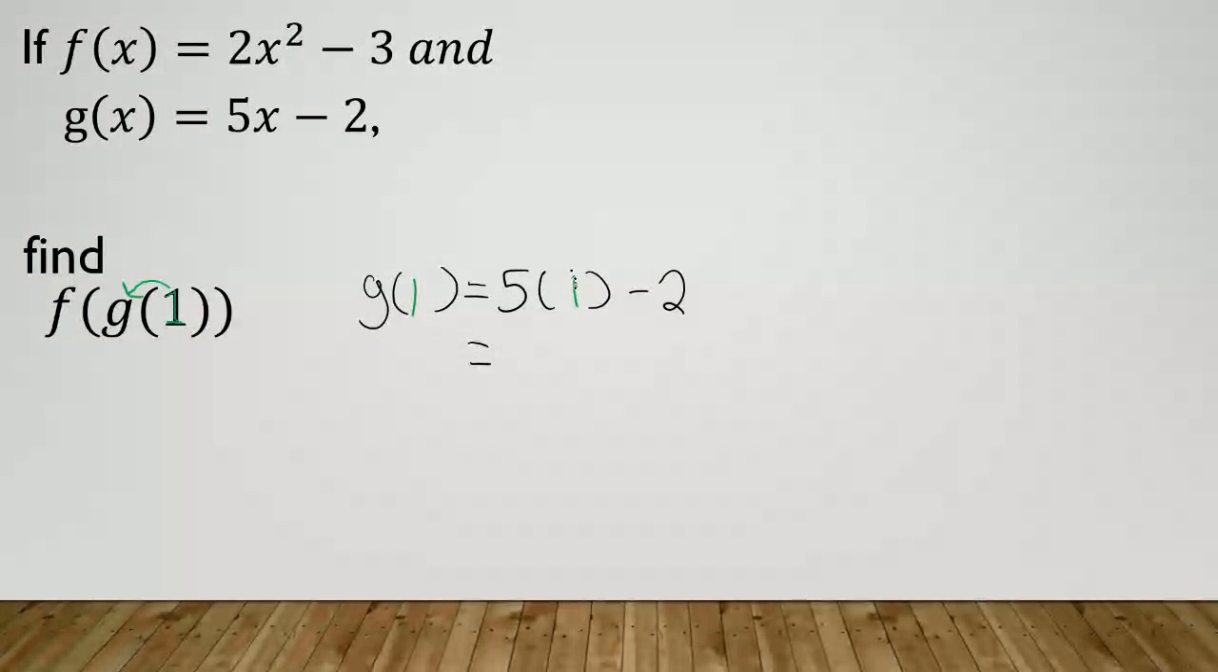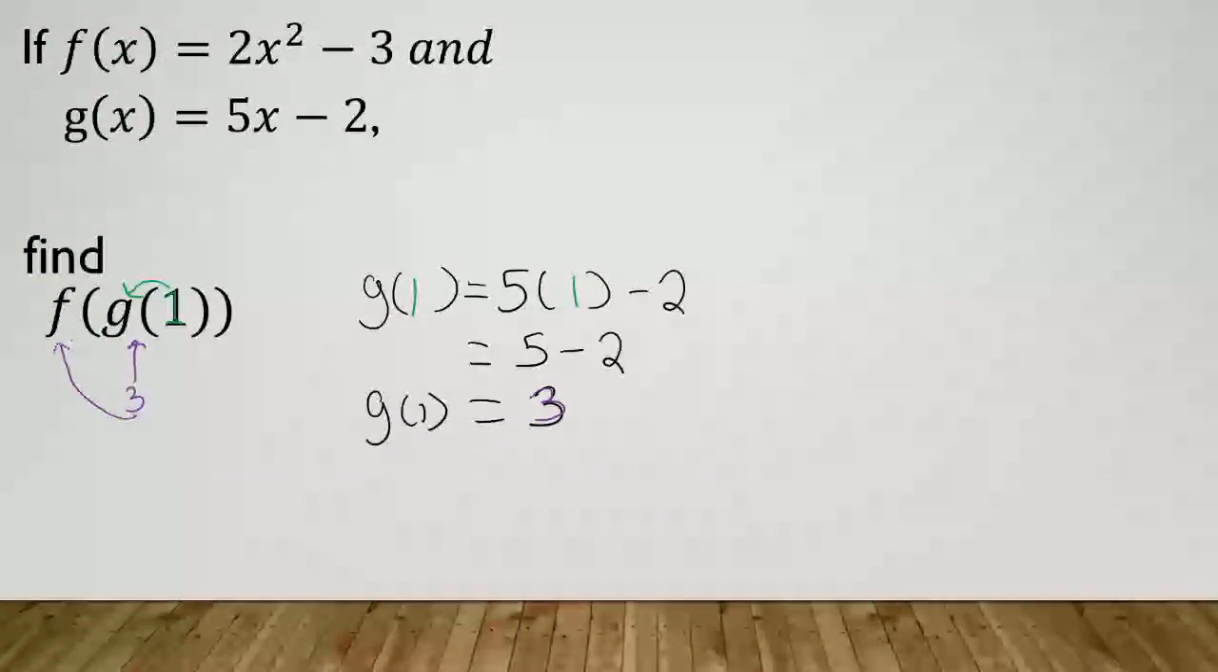We're going to do 5 times 1, which is just 5, and then subtract 2. So 5 minus 2 is going to be 3. So we just figured out what G of 1 equals. And so if it asked just for G of 1, we would be done, but it doesn't. It says, okay, now whatever you got for that answer, which was 3, so this whole thing is 3, now you're going to take that answer and plug it into F.